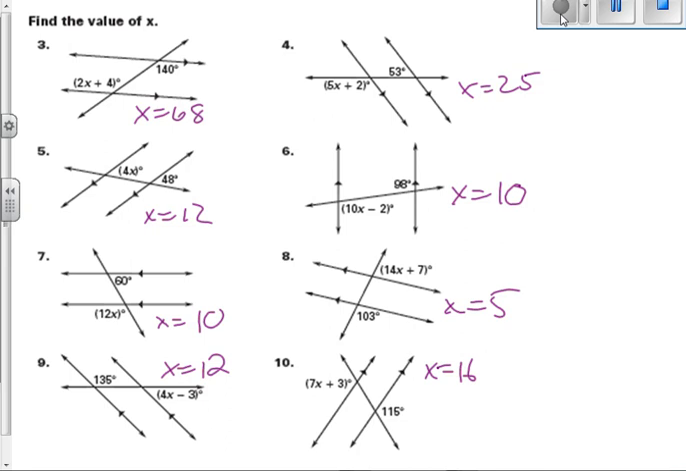For number 3, x is 68. Number 4, x is 25. Number 5, x is 12. Number 6, x is 10. Number 7, x is 10. Number 8, x is 5. Number 9, x is 12. And number 10, x is 16. Alright, so let's move on.